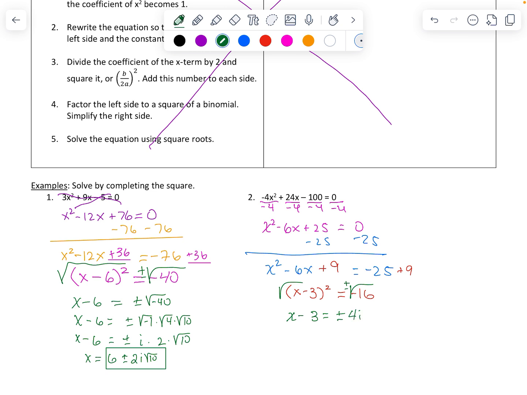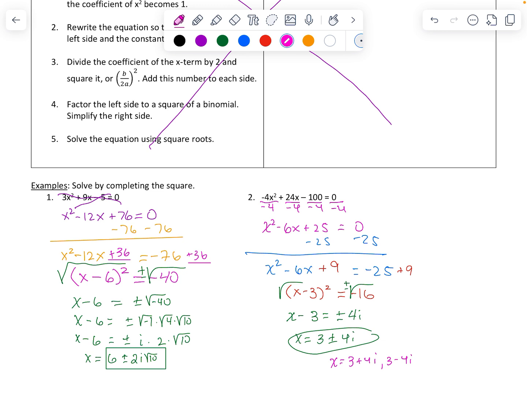The last thing I need to do is move over that 3. I get x equals 3 plus or minus 4i, and that's my answer. And for this, you can write the answer just like I have it here, or if you prefer, you can write it as x equals 3 plus 4i, x equals 3 minus 4i. Either one of those is okay.